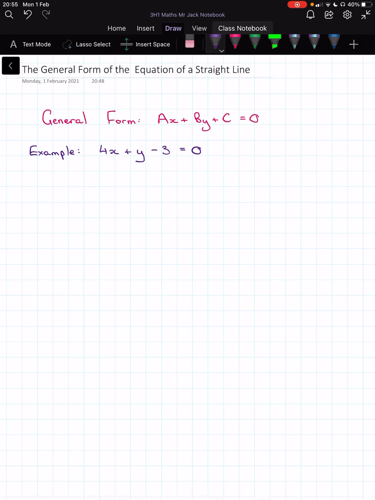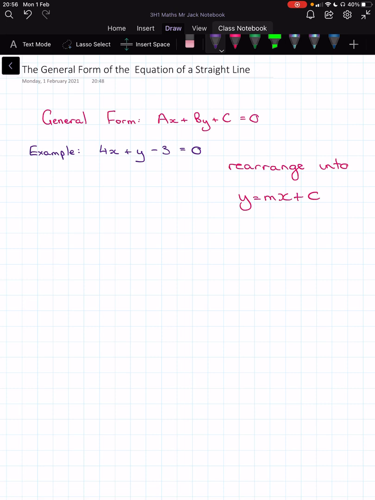It doesn't look like that, but we can make it look like that, which is what we really want to do. So we want to rearrange it into the y equals mx plus c format. Once we have it in that format, we can do anything we like. We can do gradients, y-intercepts, graphs, sketches. We've done all that. So we just need to do a bit of rearranging.